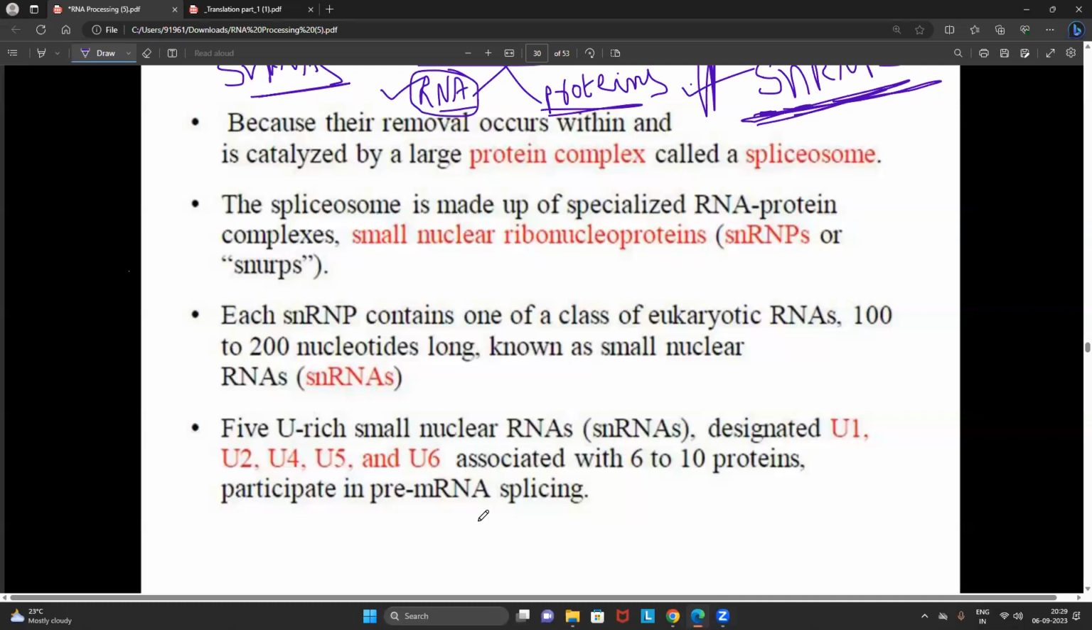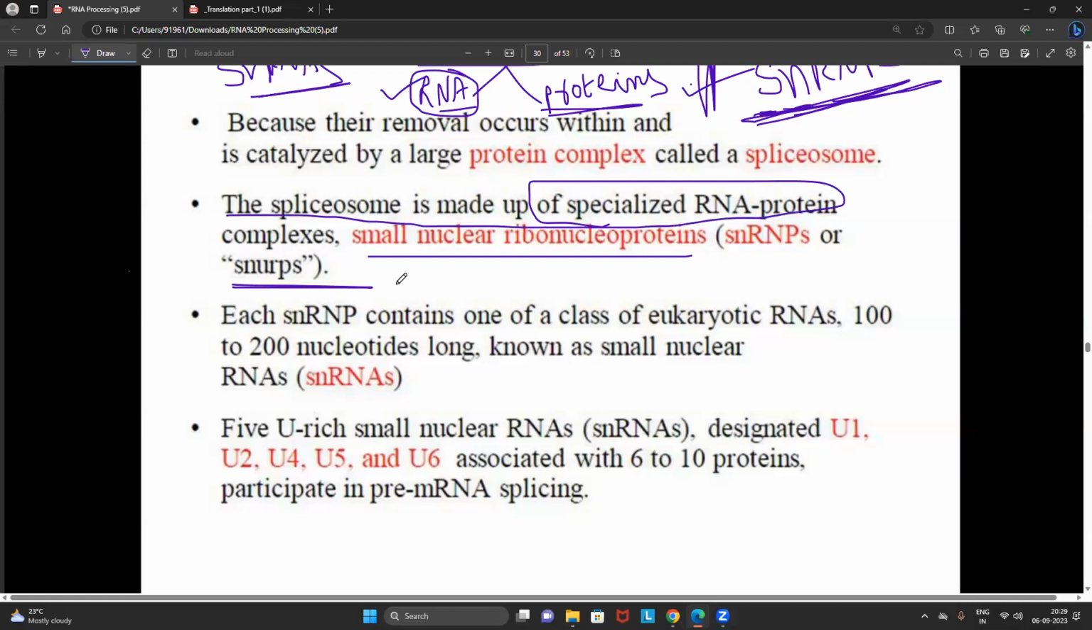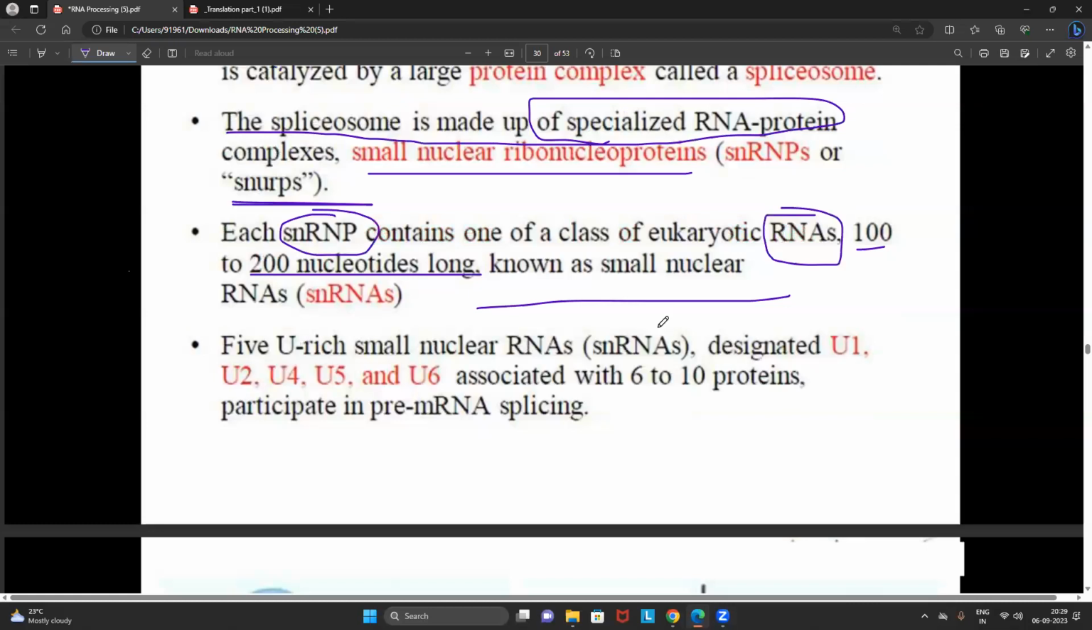You have to understand this correctly. The spliceosome is made up of a specialized RNA-protein complex. We call it the SNRP complex. Each SNRP contains RNA. You know what the length of that RNA is? 100 to 200 nucleotides. Now, friends, in these 100 to 200 nucleotides, more uracil will be present.